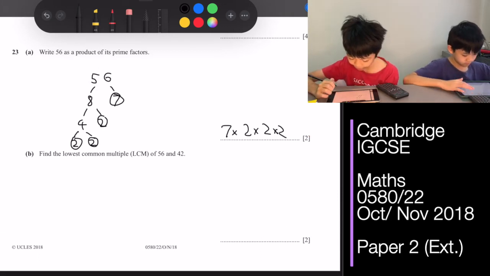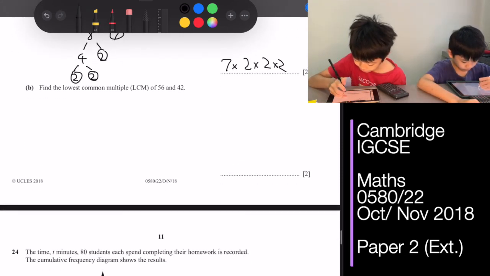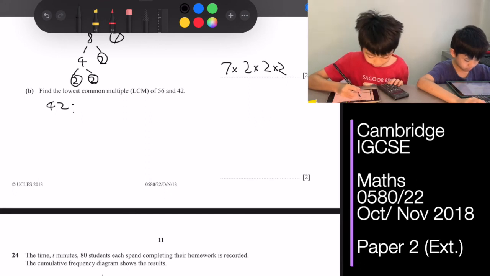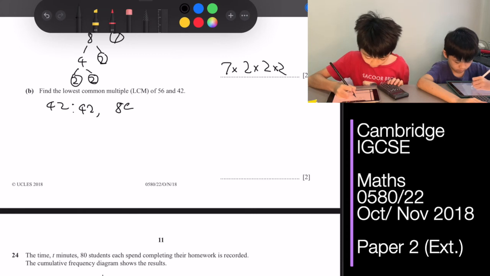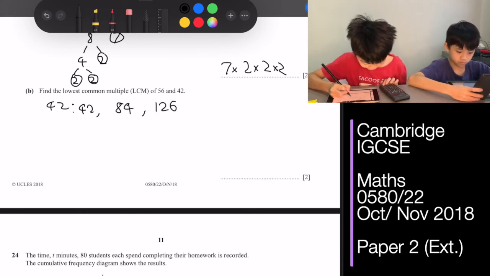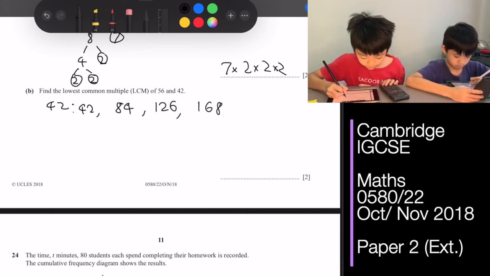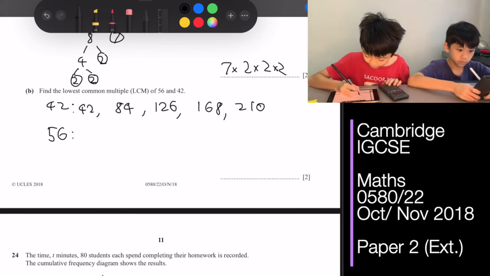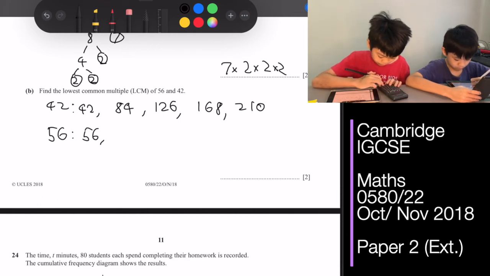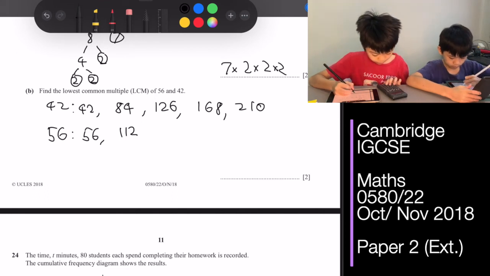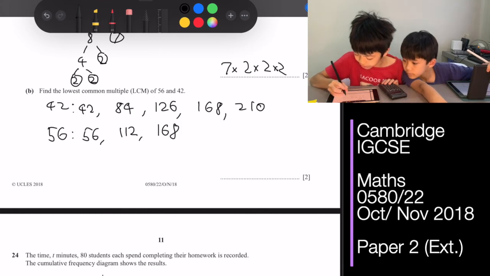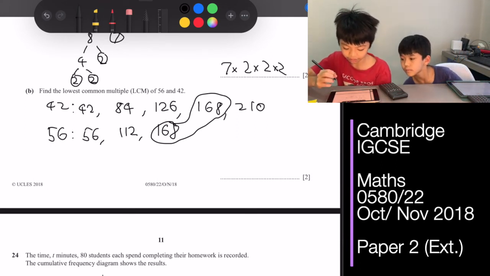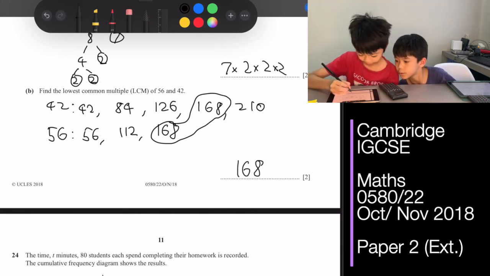B. Find the lowest common multiple, LCM, of 56 and 42. Now, if you don't know how to do this, the easiest way is to write 42's times table. So basically, just keep adding 42. So there's 42, 84, 126, 168, and 210. Now, we can move on to 56. 56 has 56, obviously, and then it has 112. And then after that, there's 168. Now, 168 is familiar because we have gone across 168 before. So 168 is in both 56 and 42 times tables. So the answer is 168. That's the lowest common multiple.